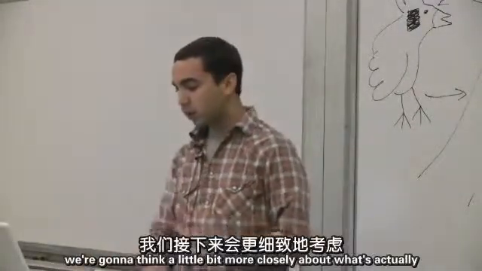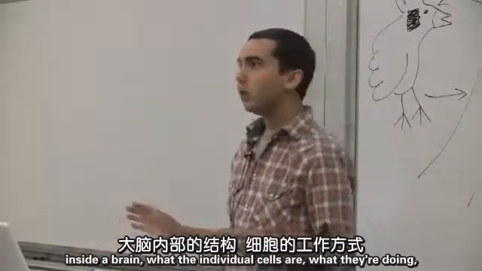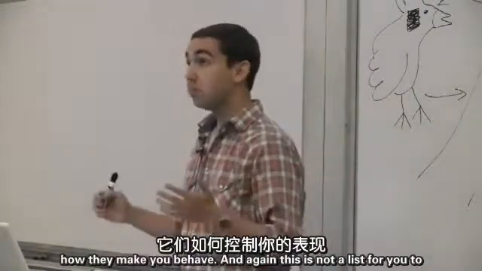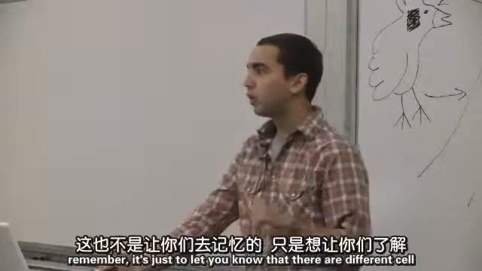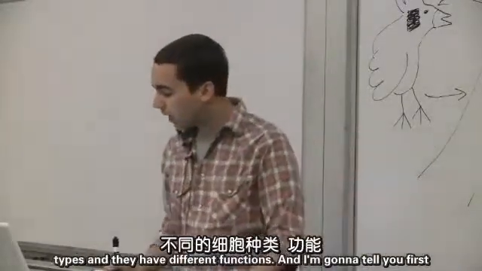So now we're going to think a little bit more closely about what's actually inside a brain, what the individual cells are, what they're doing, how they make you behave. And again, this is not a list for you to remember. It's just to let you know that there are different cell types and they have different functions.